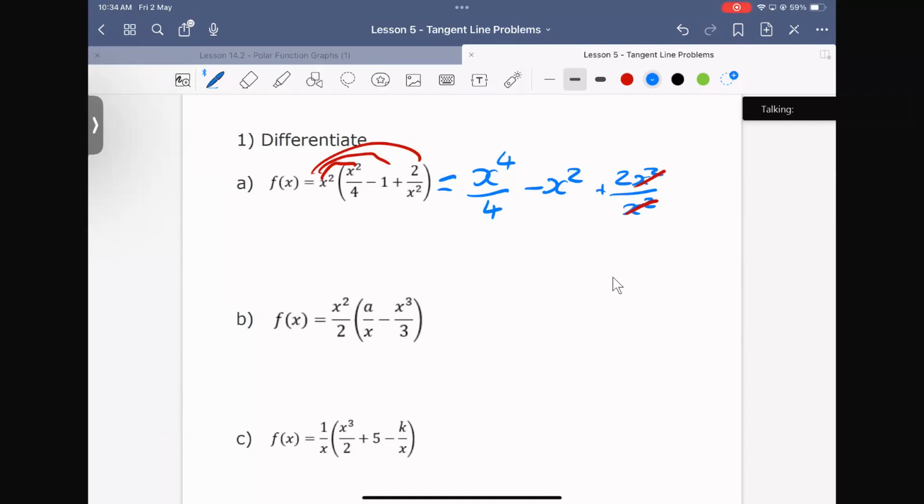So when we're finding the derivative now, we're differentiating, and we're going to get 4x to the 3 over 4 minus 2x. And then this last term is simply simplifying down to 2, so it won't differentiate. Simplifying that, we're going to get x cubed minus 2x. Okay, I'm going to pause for a few minutes, give you 5 minutes, have a go at those problems.